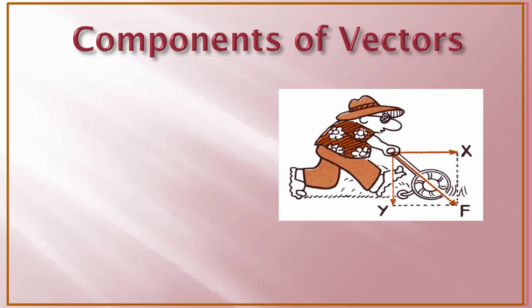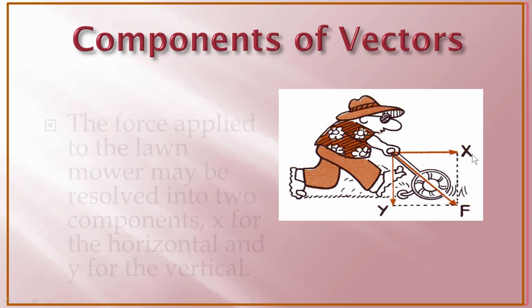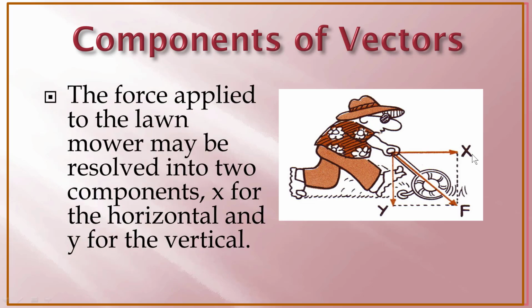Let's consider an example: we have a lawn mower and we are applying some force. That force is applied in this direction, but the lawn mower is moving in the forward direction, so we cannot calculate force directly over here. All the force is not responsible for the motion of the lawn mower, so we have to resolve this force into its x component and vertical y component. The force applied to the lawn mower may be resolved into two components, x for the horizontal and y for the vertical. Then we can calculate how much force will be applied if we place the lawn mower at a given angle, so we can calculate the resultant force.